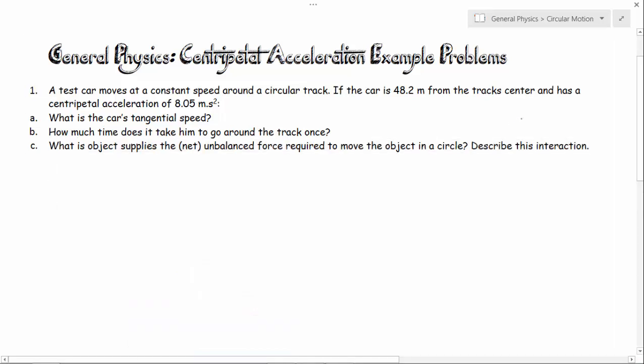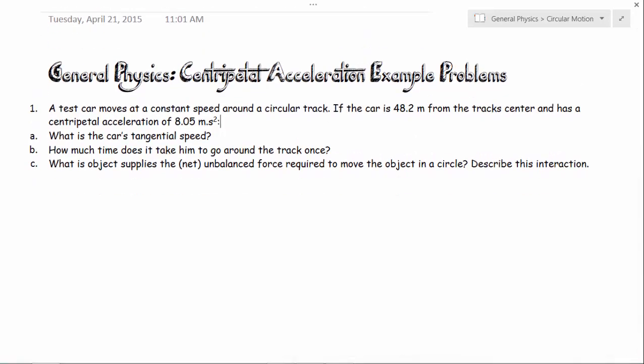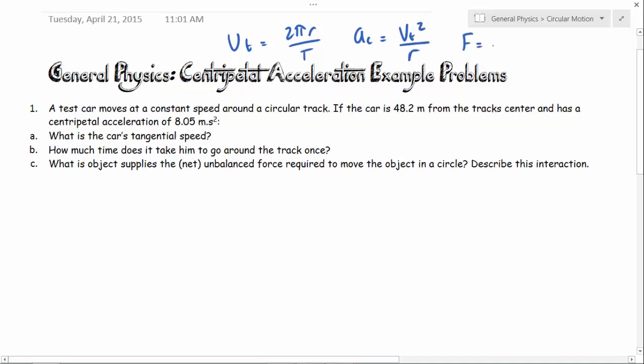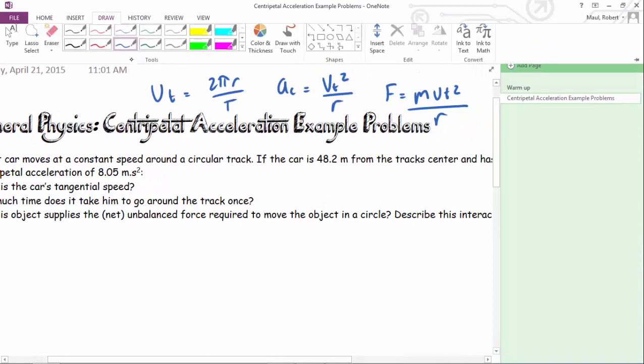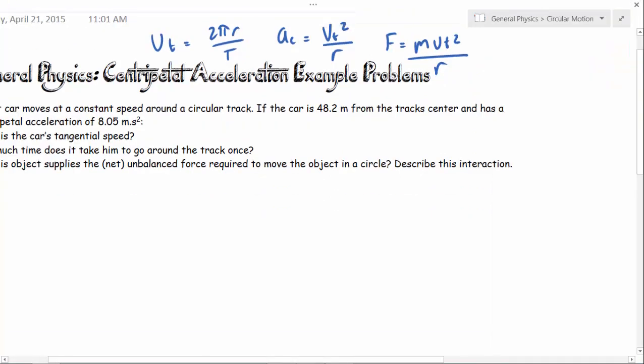In this video we're going to spend some time looking at some centripetal acceleration example problems in order to help you do some problems from the book. What we're going to do first is, at the top of my paper, just put those equations dealing with circular motion. The big three are: the tangential speed is 2 pi r over t, centripetal acceleration is equal to vt squared over r, and the centripetal force is m vt squared over r. These are going to be our three big equations here.